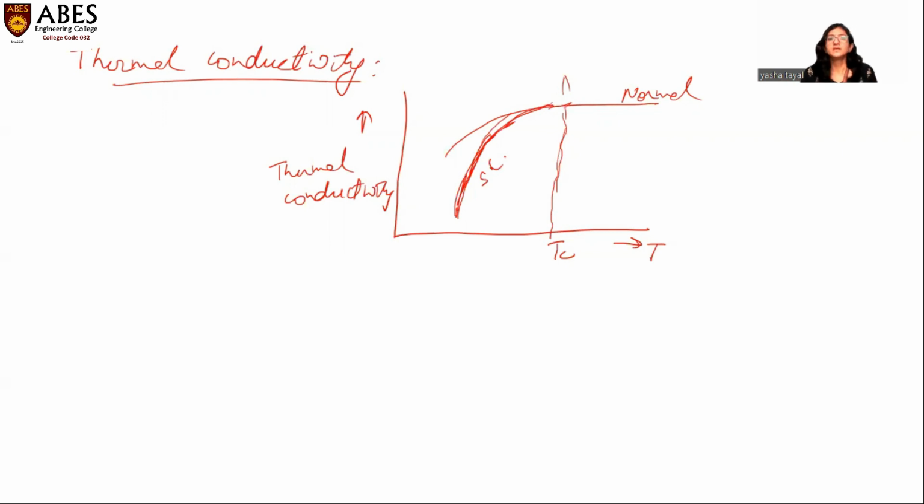So these are the three important properties of superconductors. Regarding the next properties of superconductors, we're going to have our next discussion. I hope this video is quite clear.